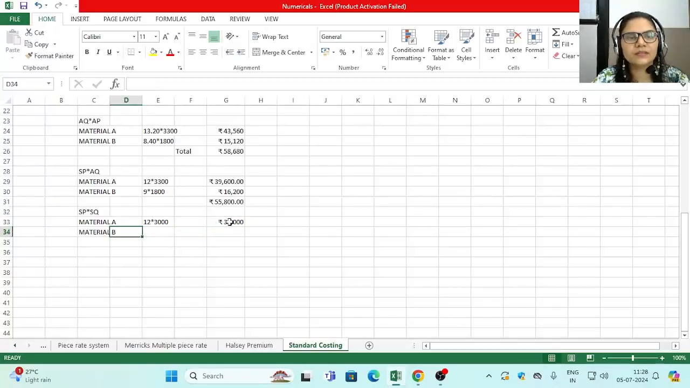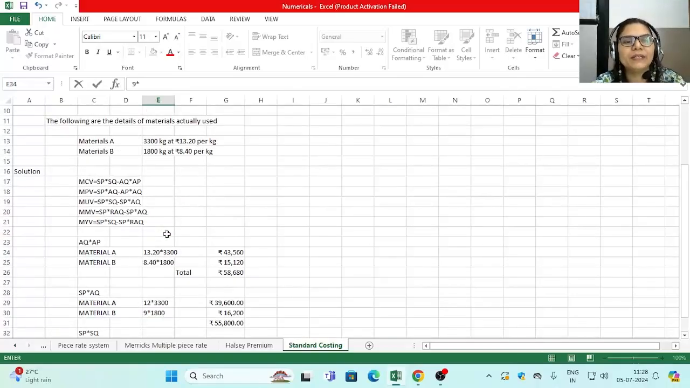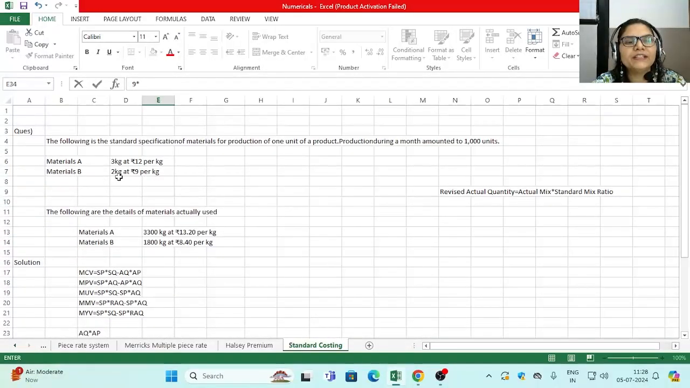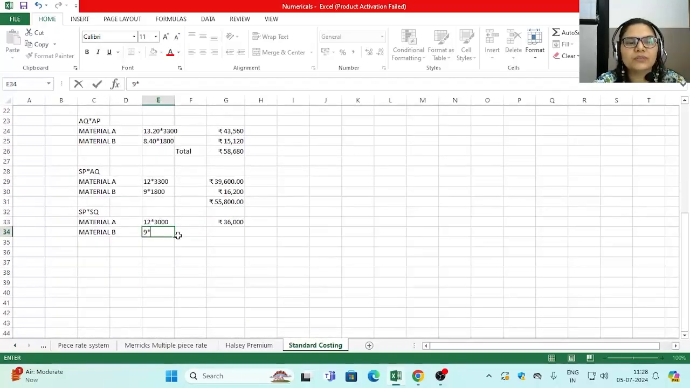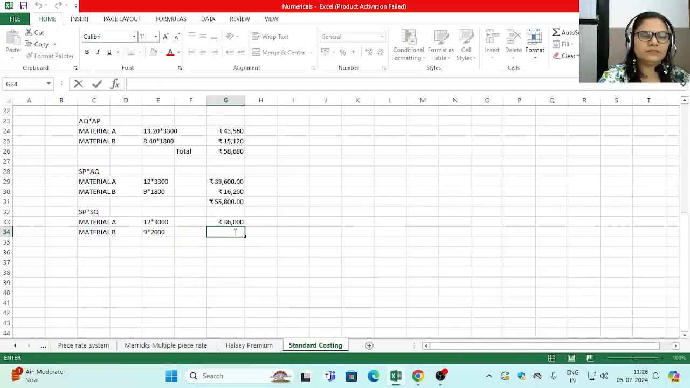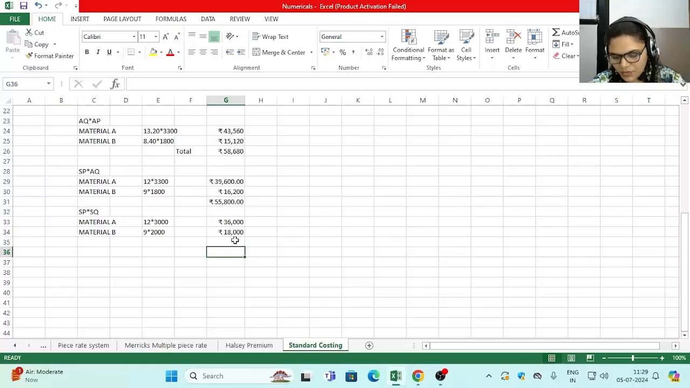Next is material B, 9. Similar is the case we will apply in material B. 2 kg is for 1 unit of production, and for 1000 it will be 2000. So SP into SQ will be 54,000.